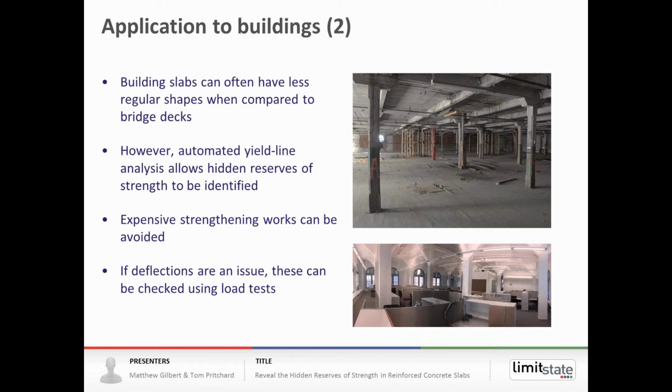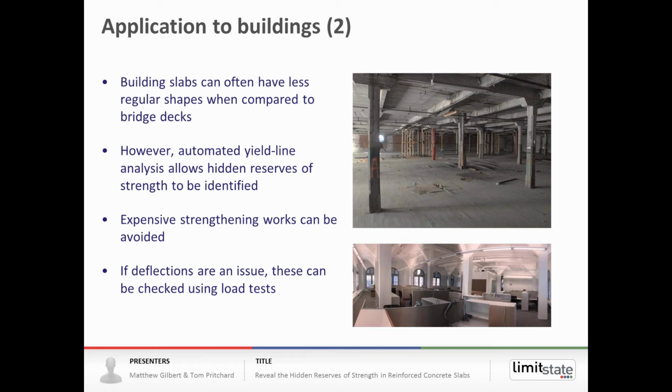Buildings often have less regular shapes compared with bridge decks, so it makes using that library of potential yield line patterns quite problematic. If we could automate the yield line method so that it can be applied to general geometries, then we can apply it with confidence to buildings, and the benefits are that potentially we can indicate hidden reserves of strength. And that could be for reuse of an existing building. It could be during rehabilitation work of an existing building.